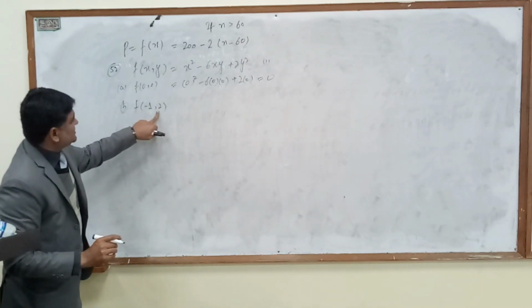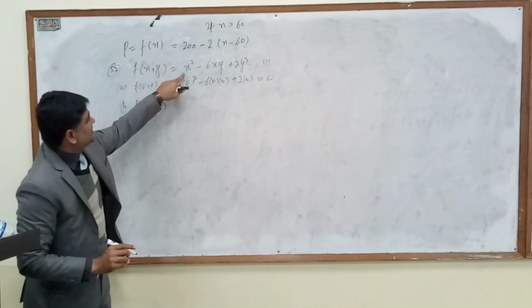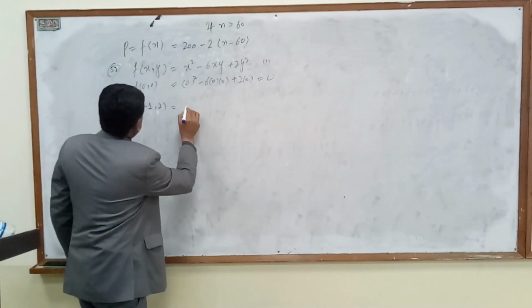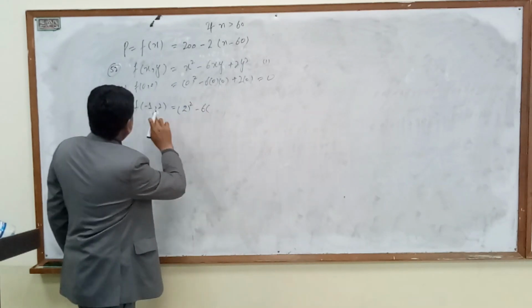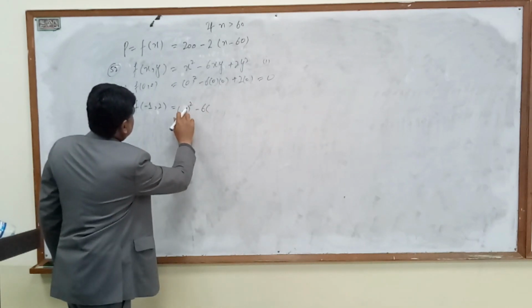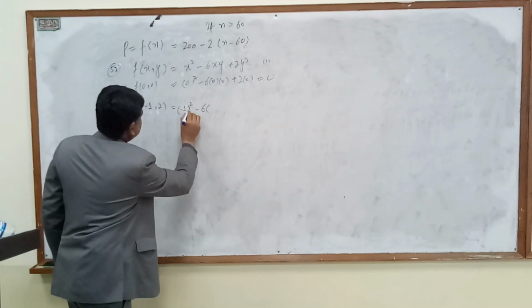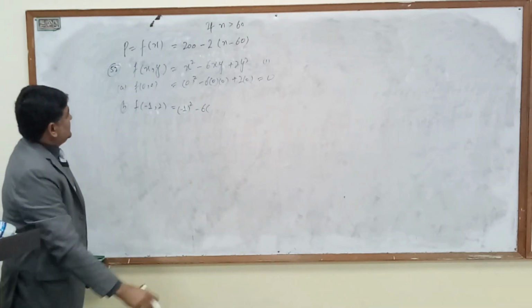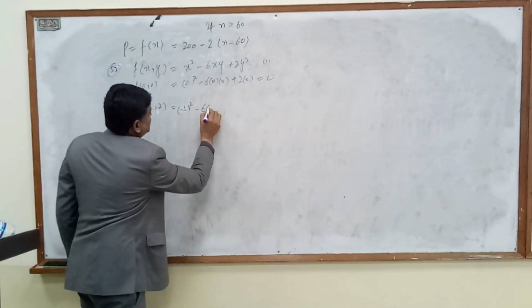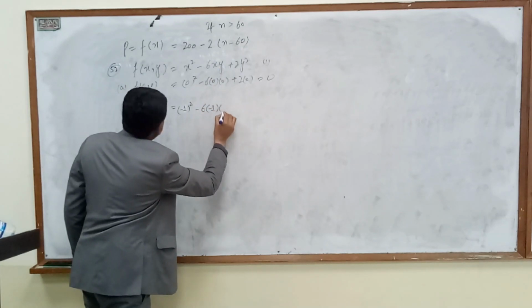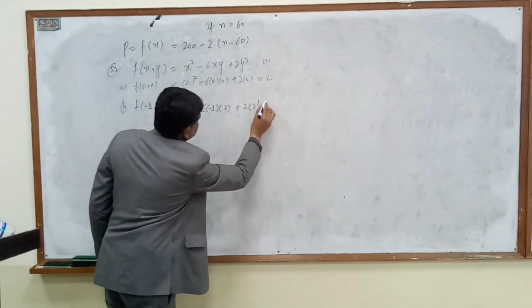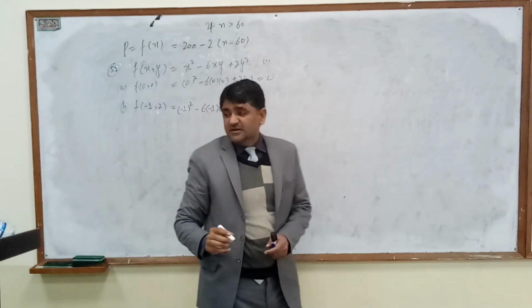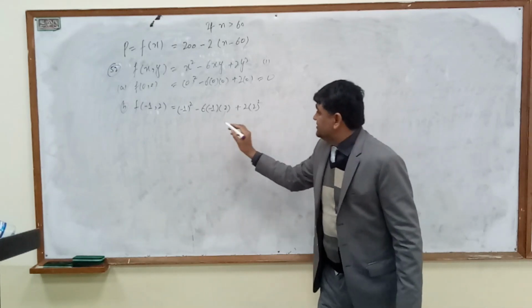The value of y is 2. We can place in this function: 2 squared minus 6 into (−1) squared, minus, here the value of x is −1. Next, 6 into the value of x, which is −1, the value of y is 2, plus 2 into 2 squared. Clear, students? Then we can simplify.